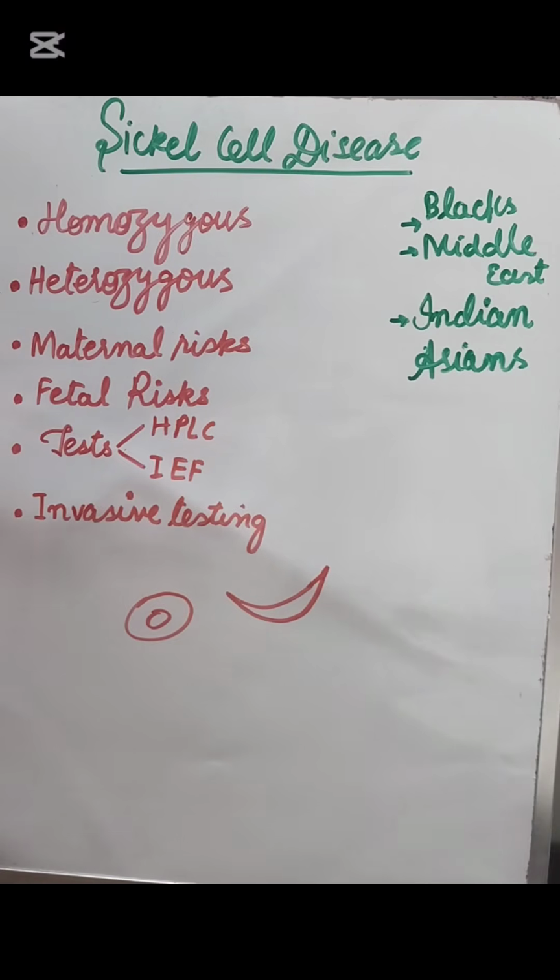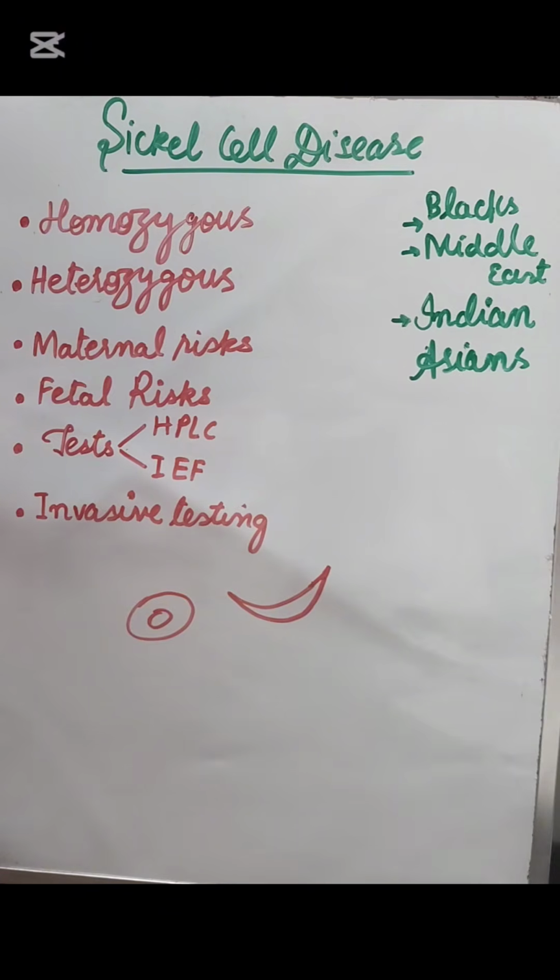There is a possible risk of inheriting this disease in the fetus, and fetal growth restriction can also occur, because the sickle cells are not able to carry oxygen properly, so the fetus does not get proper oxygen, and thus fetal growth restriction can occur.